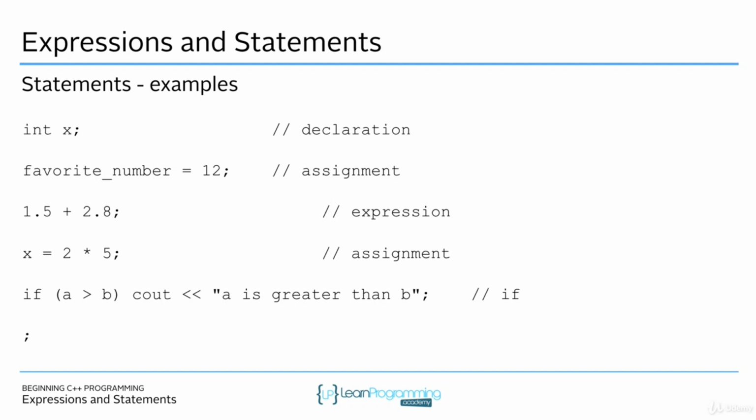The fourth example, x equals 2 times 5, is an assignment statement. First we multiply 2 and 5 and store the product in x. Notice how expressions are used to make up the statement. The next example is an if statement.